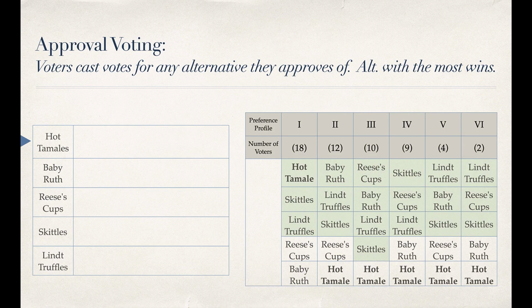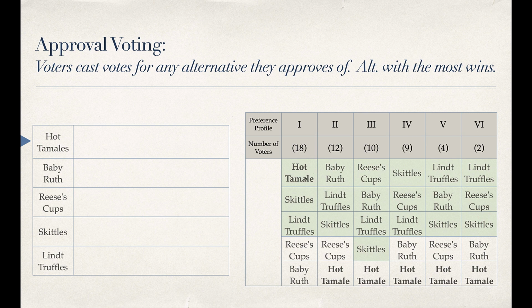All right. So, just to remind you on approval voting, this is a group of voters, Group 2. There are 12 of them, and they strictly prefer Baby Ruth to Lindt Truffles. They strictly prefer Lindt Truffles to Skittles. They strictly prefer Skittles to Reese's Cups, and they strictly prefer Reese's Cups to Hot Tamales.